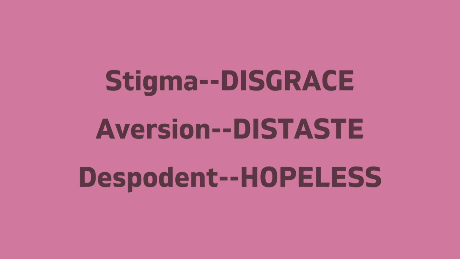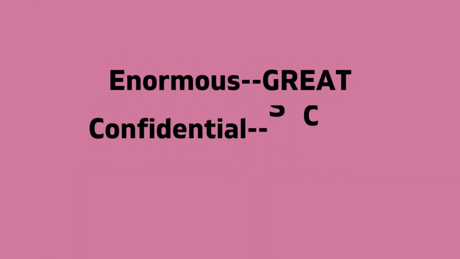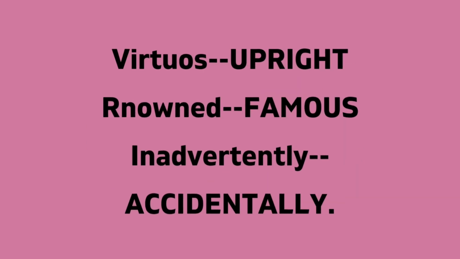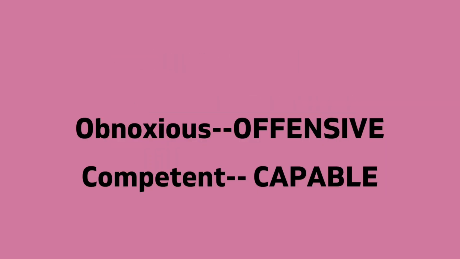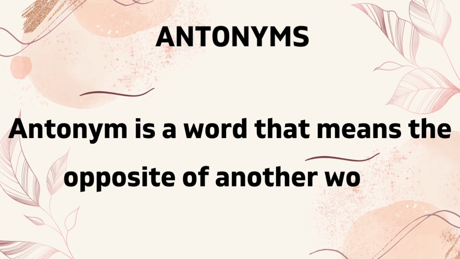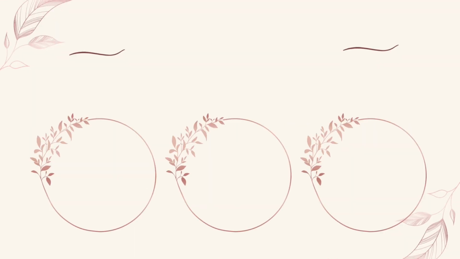Aversion means detest. When you hate somebody or something, you have aversion for that thing. You have confidential. Confidential means secret. You have virtuous. That means upright. You have competent. The synonym for competent is capable. Now we have antonym. Antonym is a word that means opposite of another word.